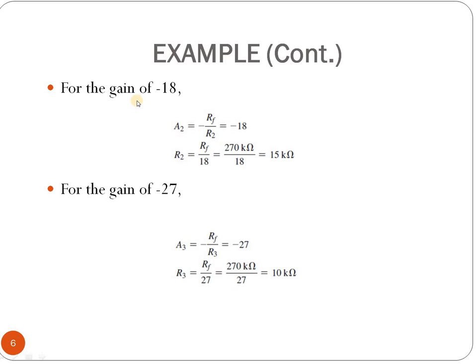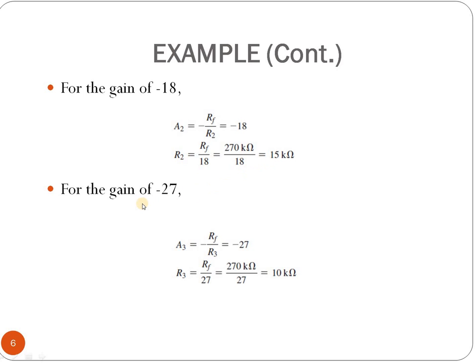Next, the gain of -18. The second one is -18, that's when it is an inverting amplifier, and the gain is A2 = -Rf/R2. Rf is given, A2 is -18, and the unknown is R2, so R2 is Rf/18, that is 15 kilo ohm.